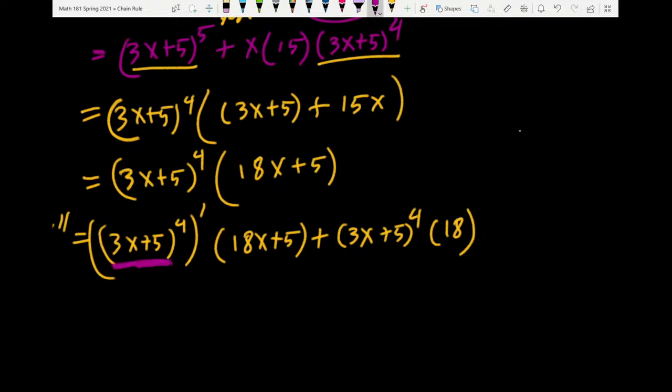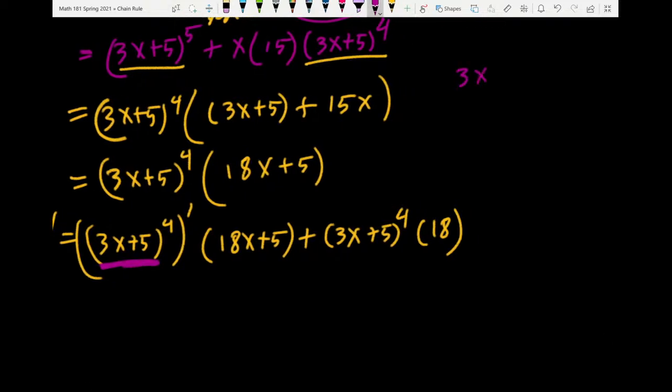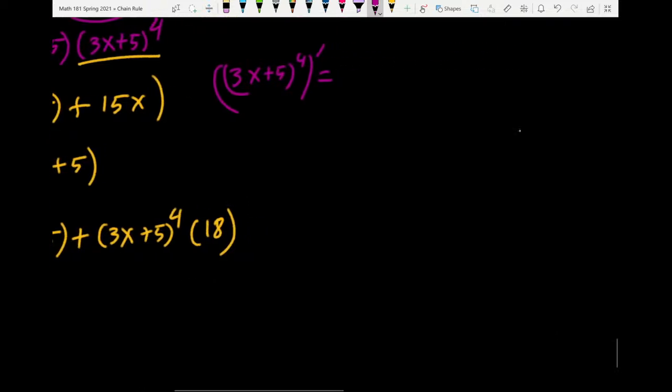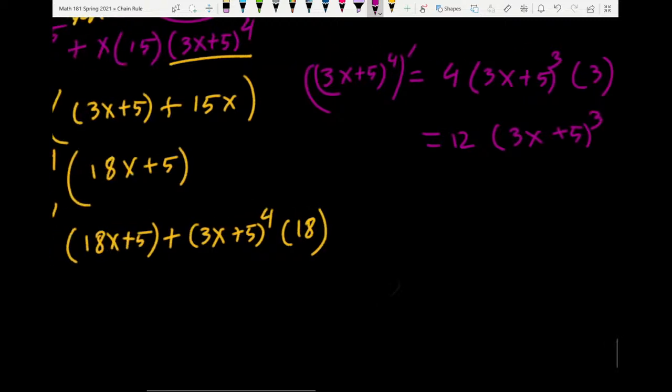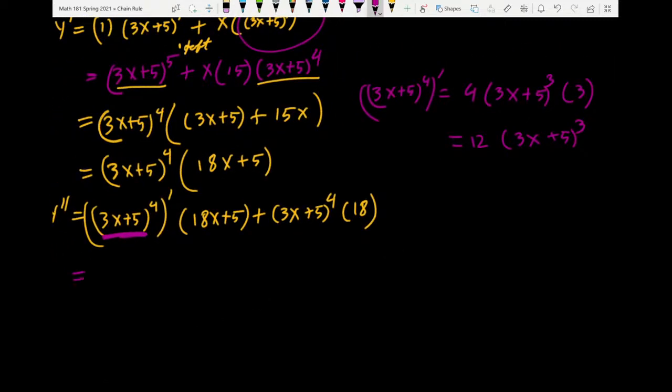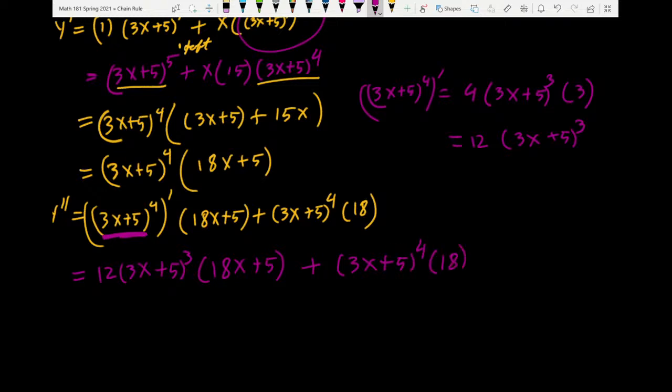All right. Let's do the derivative of this part, (3x plus 5) to the 4th. Again, derivative of outside, you get 4 times (3x plus 5), and then the power reduces by 1. And then what's the derivative of inside? 3. So we get 12 times (3x plus 5) to the 3rd. So let's use that information to plug it in. (3x plus 5) to the 3rd times (18x plus 5) plus (3x plus 5) to the 4th times 18.